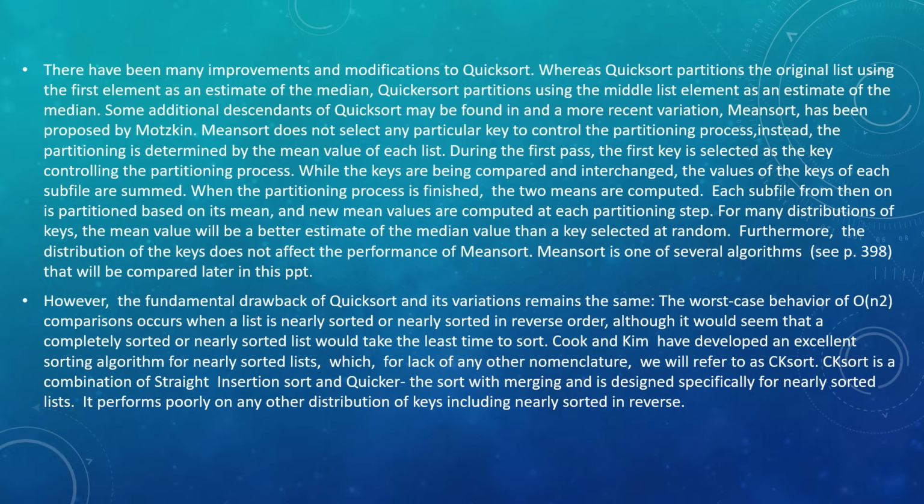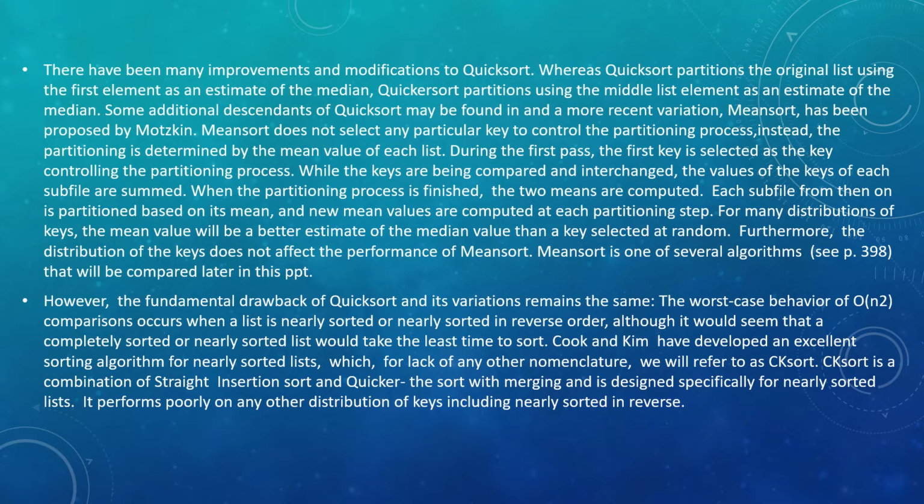There have been many improvements and modifications to quicksort. Whereas quicksort partitions the original list using the first element as an estimation of a median, another variation partitions using the middle element of the list as an estimation of the median. Some additional variations of quicksort may be found. And a more recent variation, meansort, has been proposed by Motzkin. Meansort does not select any particular key to control the partitioning process. Instead, the partitioning is determined by the mean value of each list.